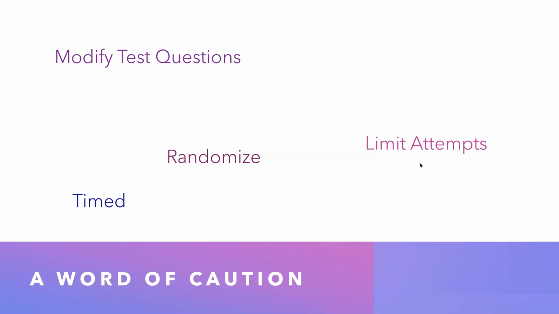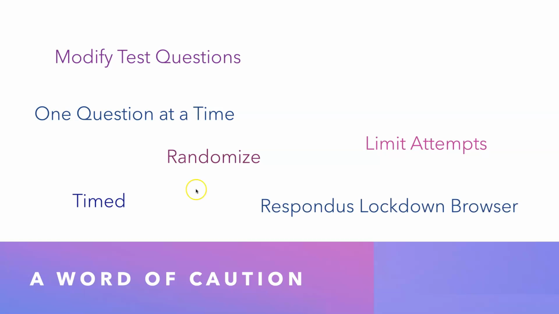Next, randomize. We can randomize in multiple ways. You can randomize the order in which the questions are presented. You can also randomly select questions so all students will not have the same questions. And you can also randomize the order in which the options for multiple choice questions are presented. Another good practice is to present one question at a time.